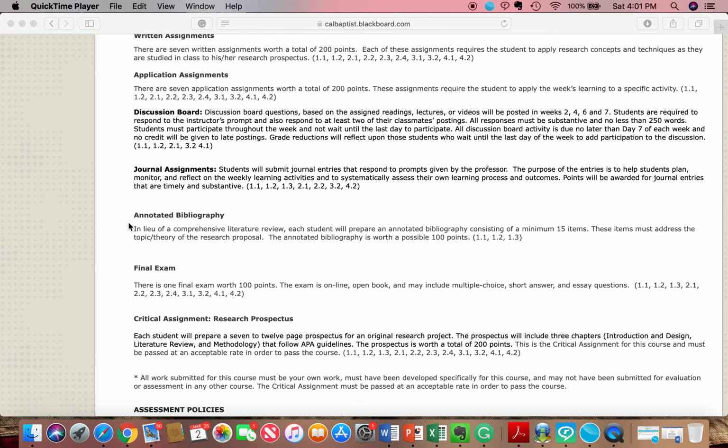We also have the annotated bibliography. Remember, that is going to be that literature review. And we'll talk much more in detail about this. But the annotated bibliography is going to be your chapter 2 of your prospectus. For your annotated bibliography, the key is a minimum of 15 items, 15 sources that you're going to find, 15 different references that you're going to use for your research project. And we'll go into much more detail on this.